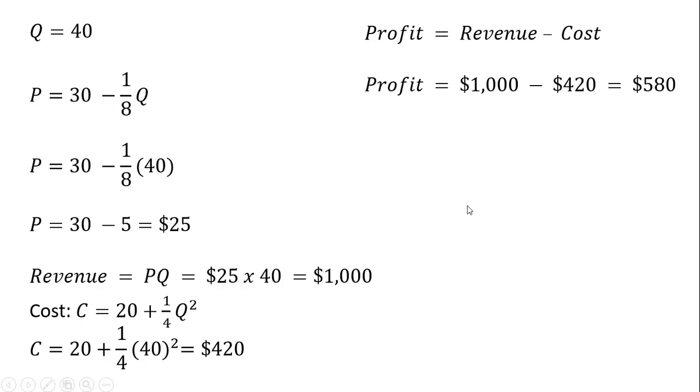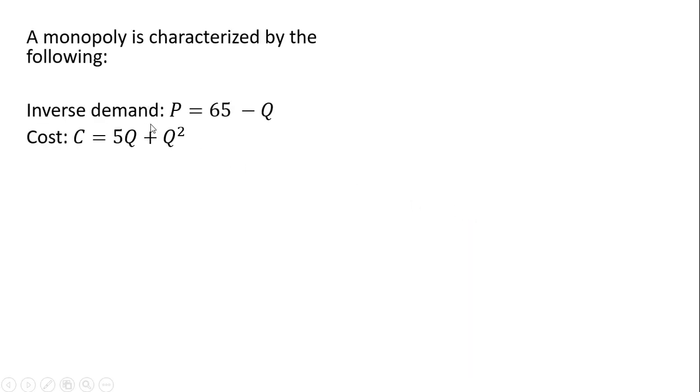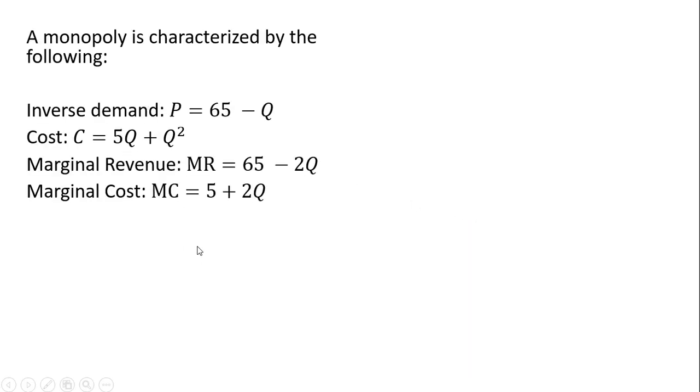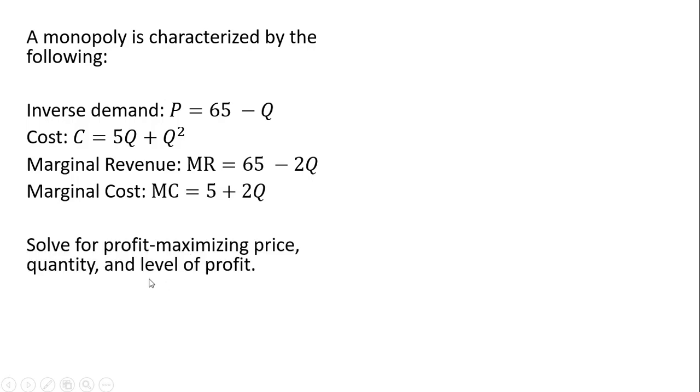Let's do one more example. So slightly different numbers. Inverse demand. Here we've got a cost structure that looks a little bit different than before. Marginal revenue is given as 65 minus 2Q. Marginal cost is given as 5 plus 2Q. So different numbers, but we're going to follow the same solution pattern.